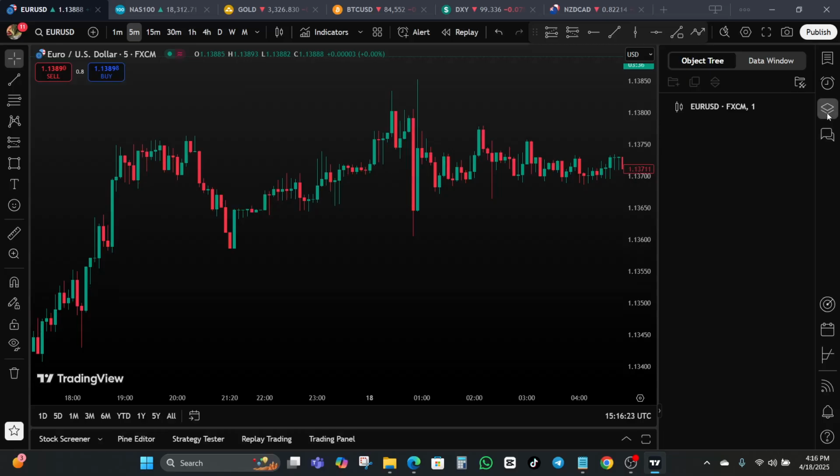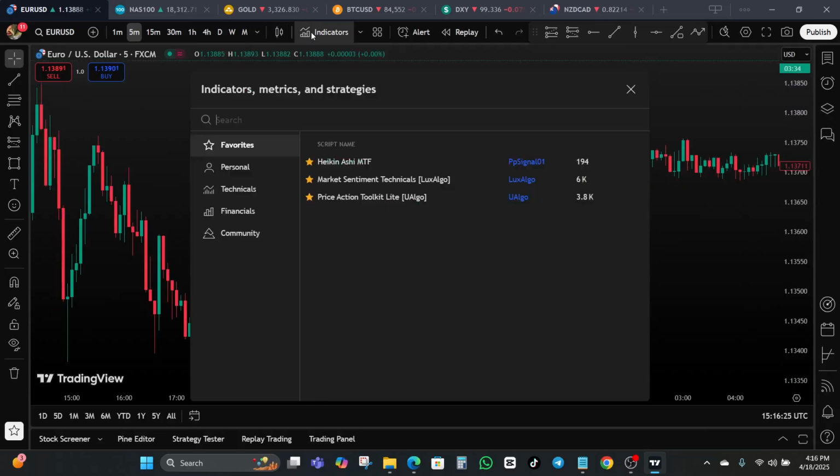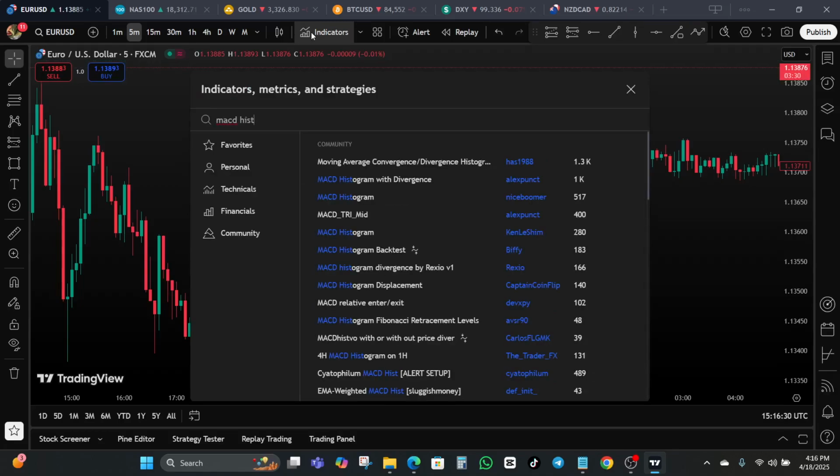So now let us look at the MACD histogram.